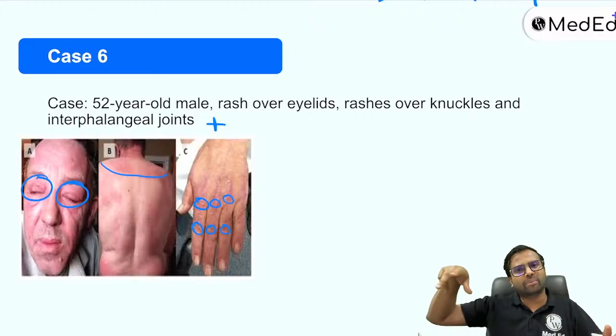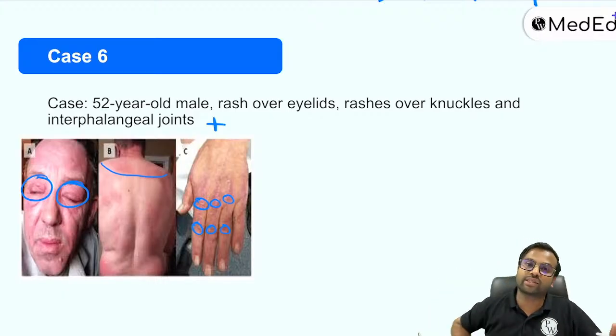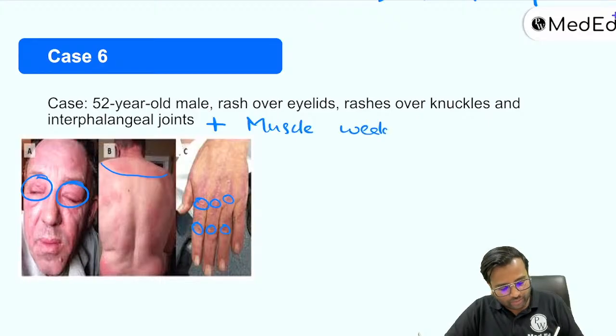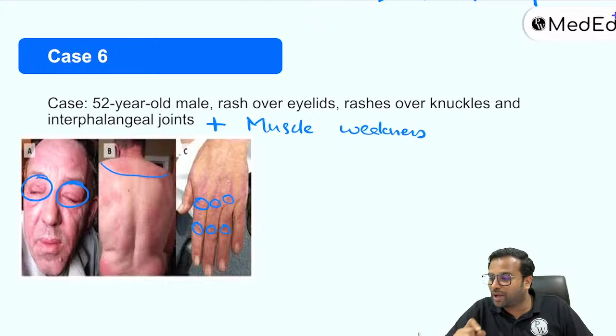So whenever I climb the stairs these days, I feel that there is a weakness in my muscles, in the muscles of my upper part of the legs. So let's say muscle weakness is also present. So now can you make out a diagnosis?